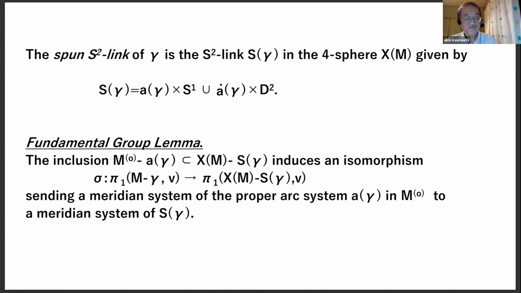So the fundamental group lemma is just a van Kampen theorem, and it is proved. The inclusion of M0 minus A gamma into X M minus S gamma induces an isomorphism on fundamental groups, sending a meridian system of the proper arc system A gamma in M0 to a meridian system of S gamma in X M.